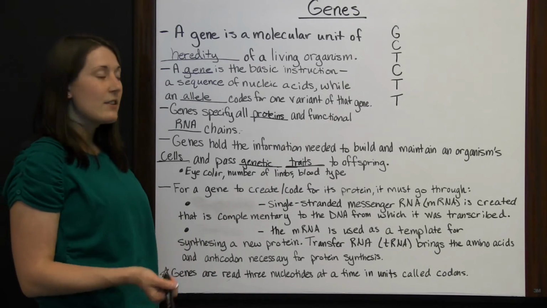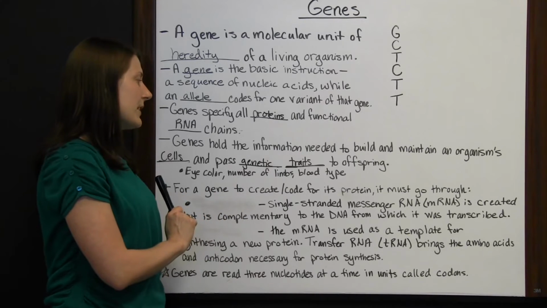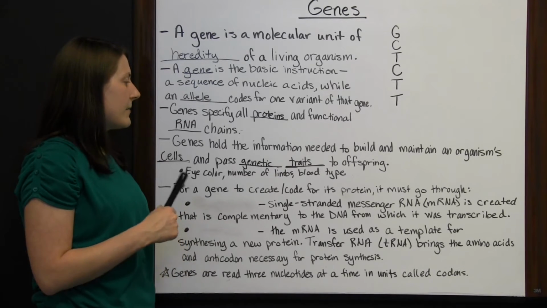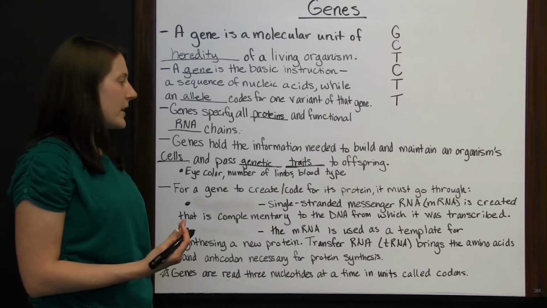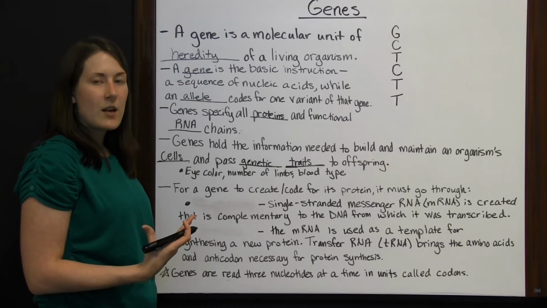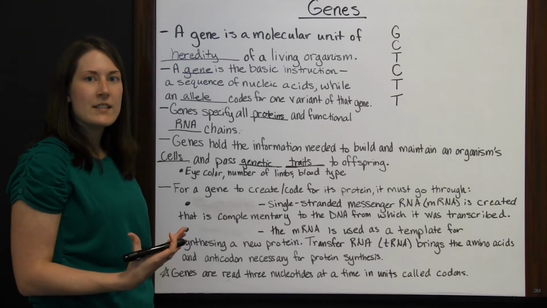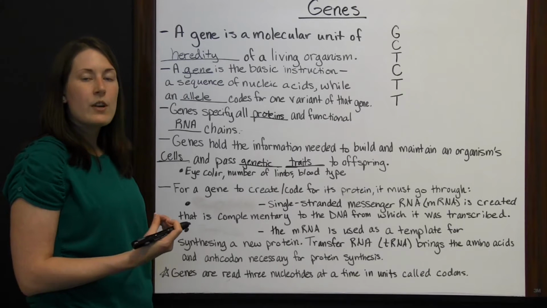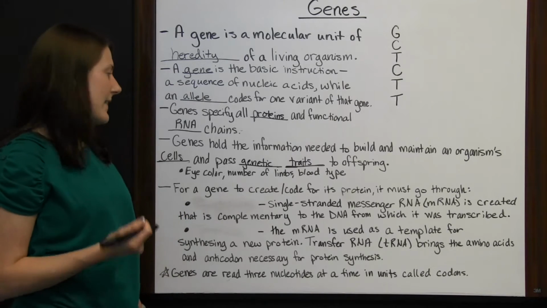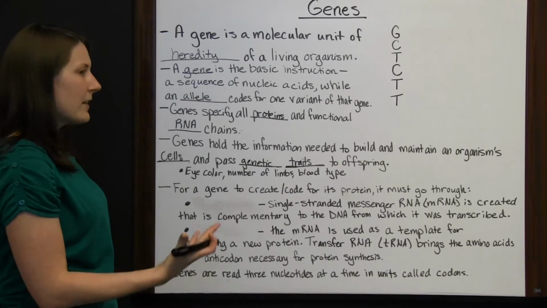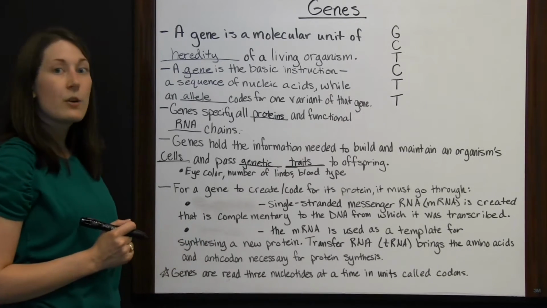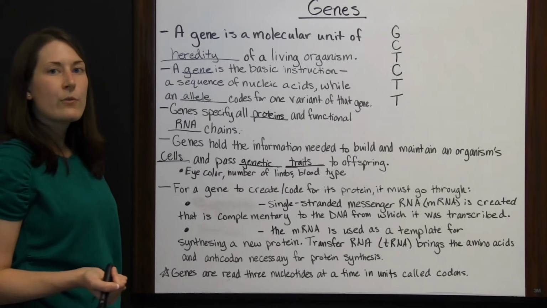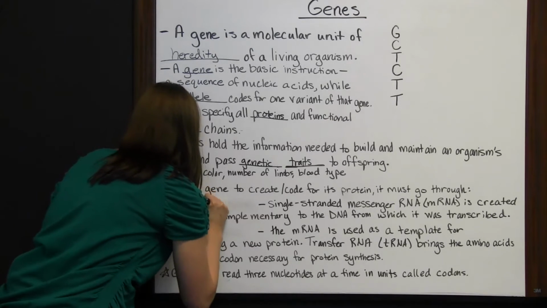So some genes you can see right away manifested, such as eye color or number of limbs. But blood type is something that you would have to do a little more scientific research to discover. You can also search for certain markers in your body for diseases such as Alzheimer's or other hereditary diseases. Those can be tested for, and your DNA will show, your genes will show if you have a likelihood of getting that disease. And so that's definitely not something you can see just by looking at someone. It's something that you would have to do more research into. But it's possible by looking at the genes in your body. Now, for a gene to create or code for its protein, it must go through transcription.